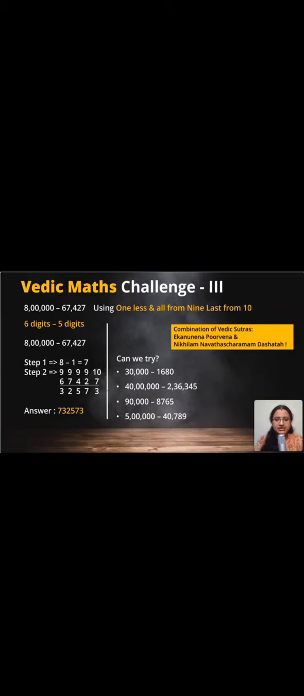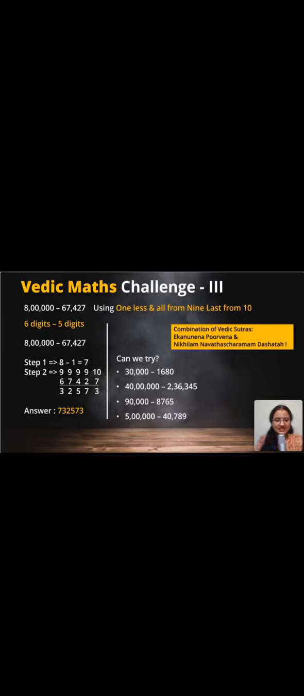90,000 minus 8,765. 9 minus 1 is 8, followed by all from 9, last from 10. 9 minus 8 is 1. 9 minus 7 is 2. 9 minus 6 is 3. And 10 minus 5 is 5. So 8, 1, 2, 3, 5 is perfectly the right answer. 9 minus 1 is 8, followed by all that. Very nice.